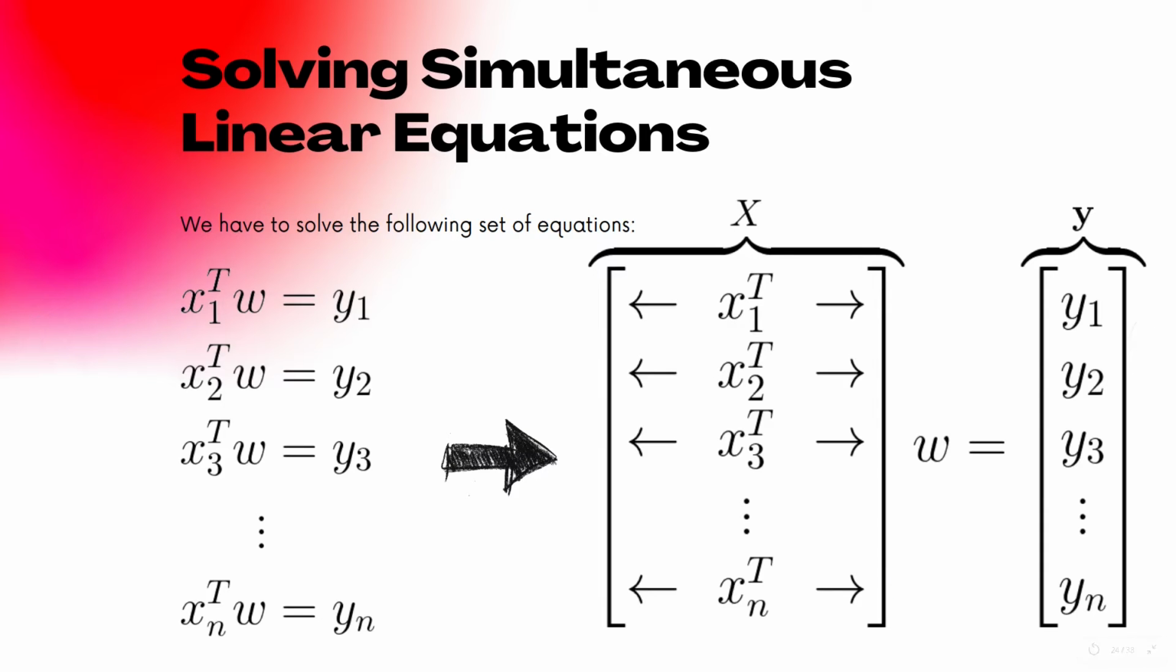So this problem can be written in the matrix form as x1 transpose, x2 transpose, x3 transpose, up to xn transpose as the rows of a matrix, times w, which is equal to y1, y2, y3, up to yn. We call this capital X and this y. So what is the dimension of this matrix? x1 has d elements and we have n rows. So this is an n cross d matrix.